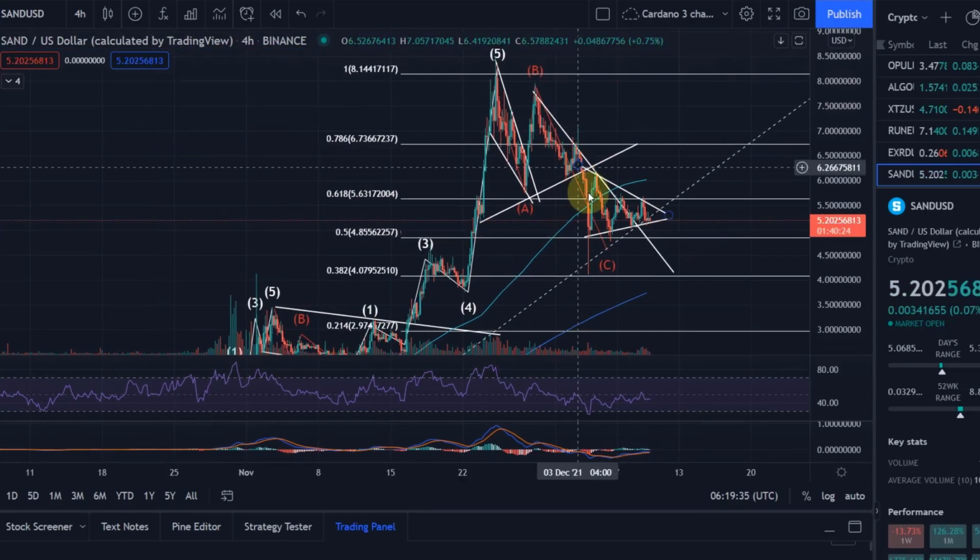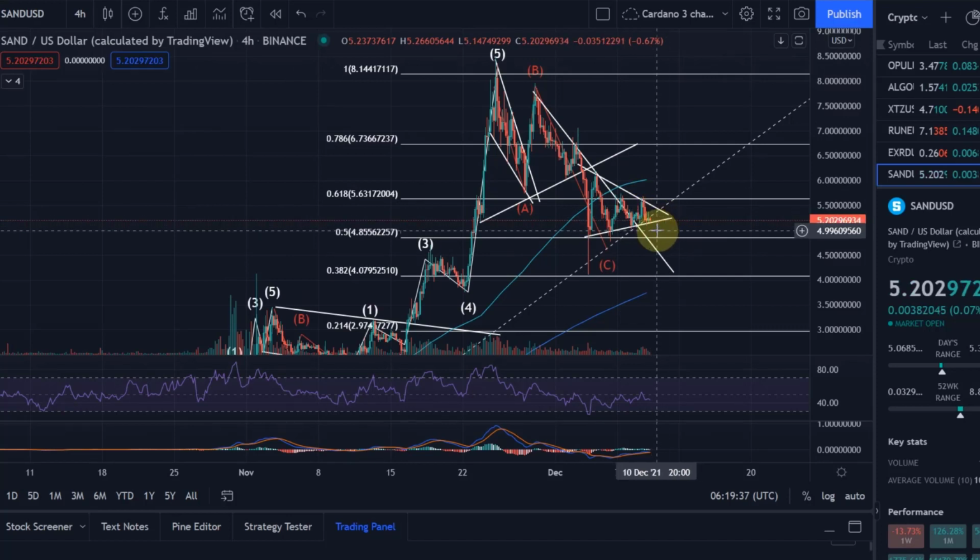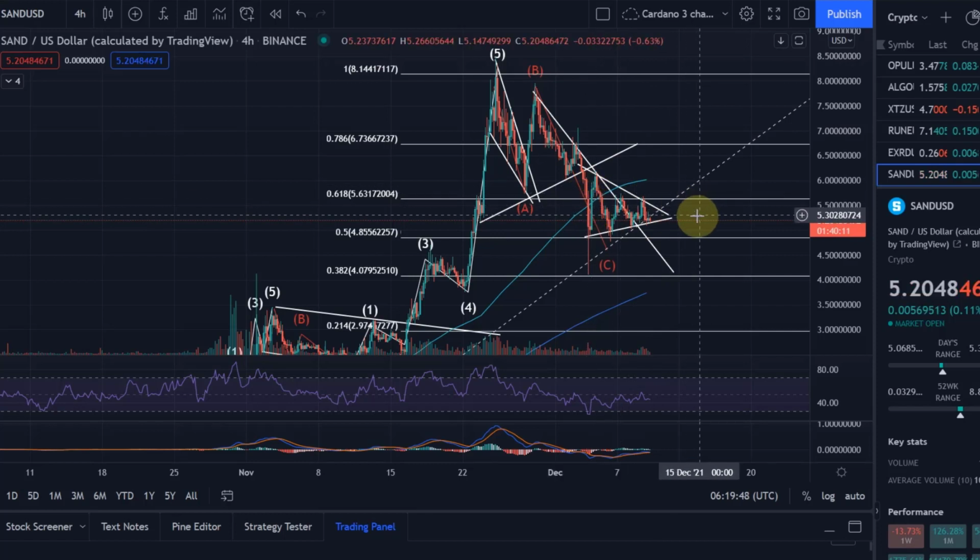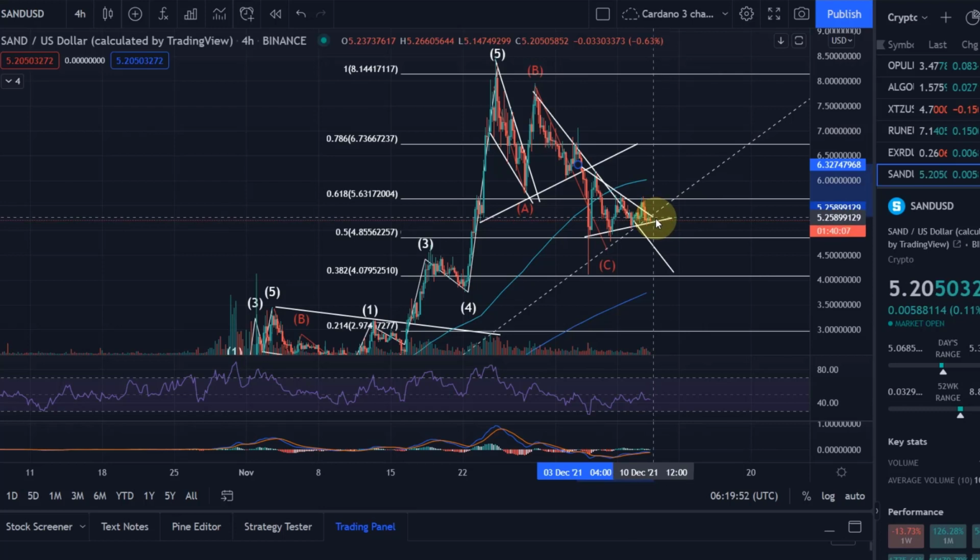Sand is currently in this triangle here, as we headed for Mana as well. Mana bounced out of this triangle to the downside. Gala bounced out of this triangle to the upside, and Sand is still in the triangle. That's my view. You could have also drawn it that way.